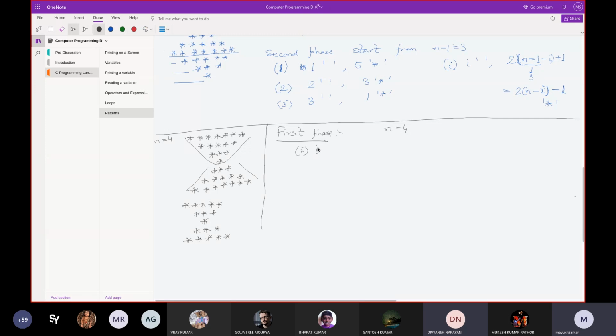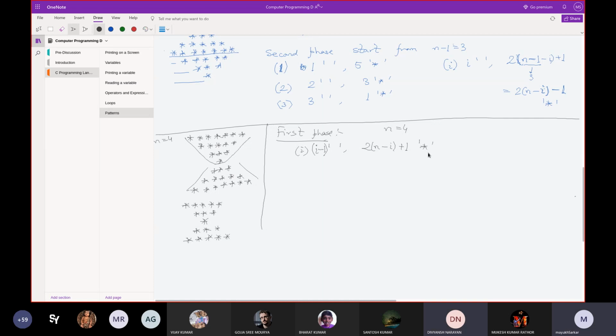So you're saying that there will be I number of spaces, and 2 into n minus I plus 1 stars. Sir, the number of spaces is I minus 1, because I is starting from 1. Then how many stars? Sir, the stars are 2 into n minus I. No, sir. 2 into n minus I plus 1.